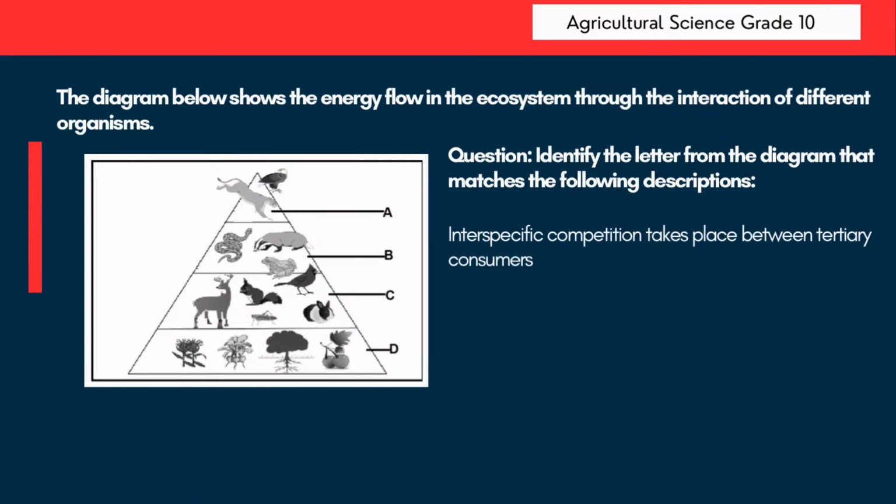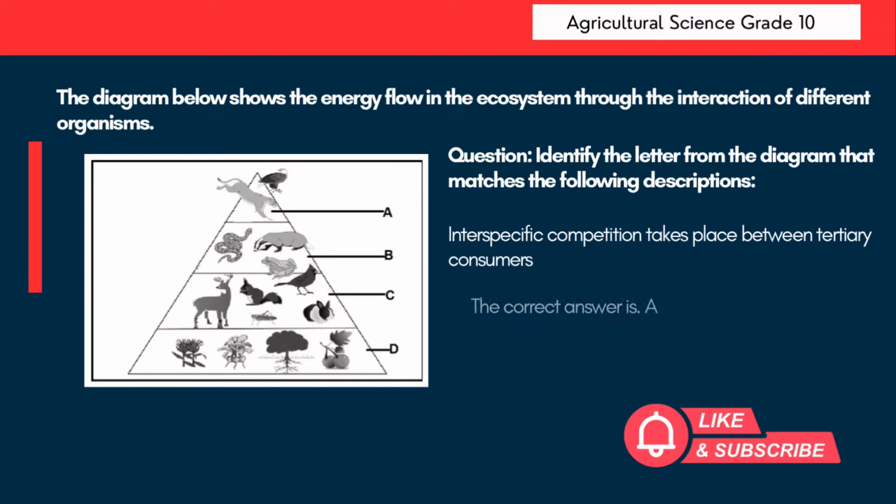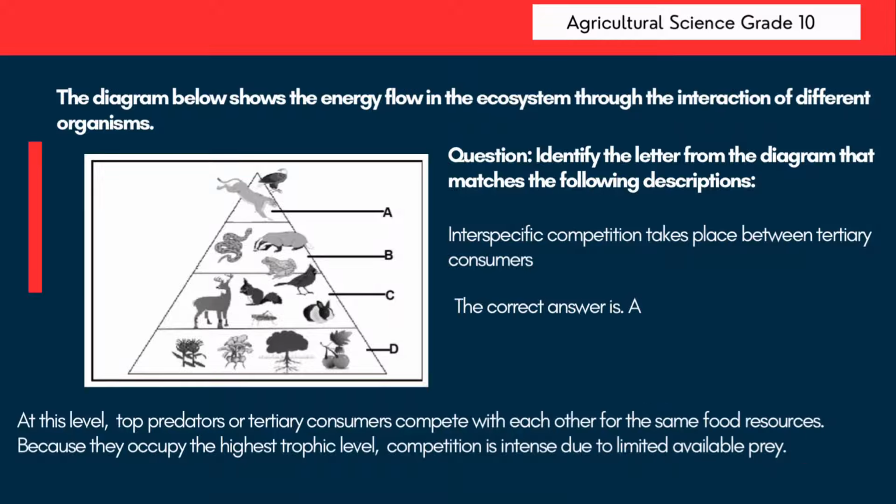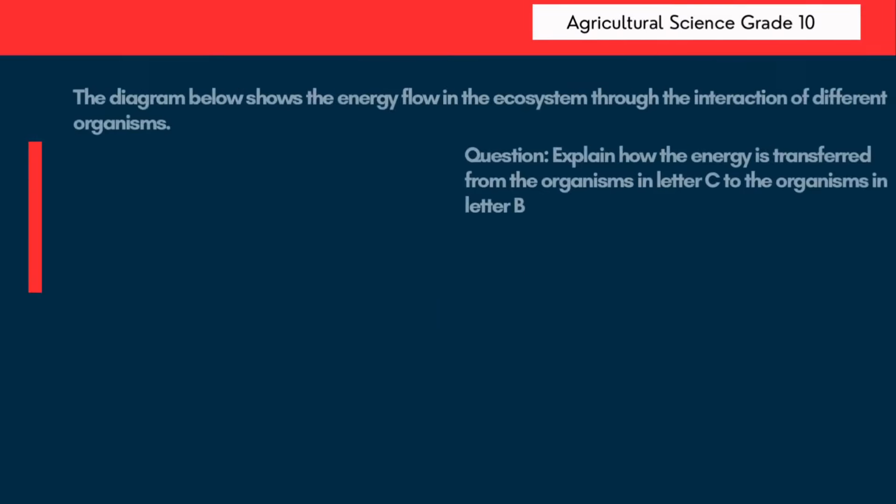C. Interspecific competition takes place between tertiary consumers. The correct answer is A. At this level, top predators or tertiary consumers compete with each other for the same food resources. Because they occupy the highest trophic level, competition is intense due to limited available prey.